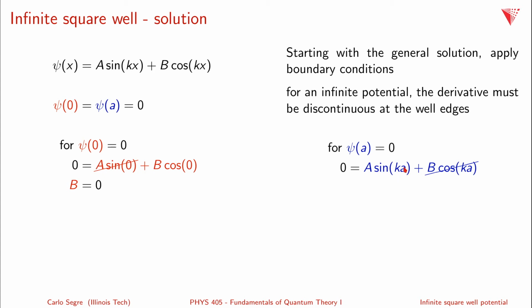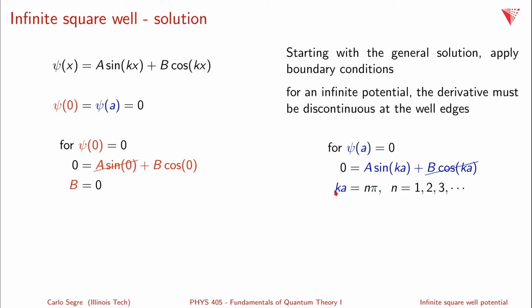But we know how to do that because sine goes to 0 periodically whenever this argument is a multiple of pi. We've already taken into account the case of 0, but we can rewrite this as ka must be equal to n pi, where n is an integer. Under those conditions, this equation will be fulfilled.